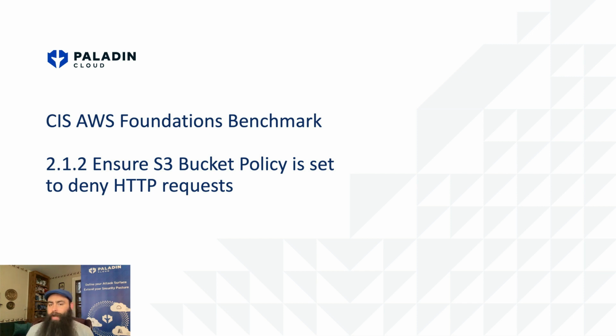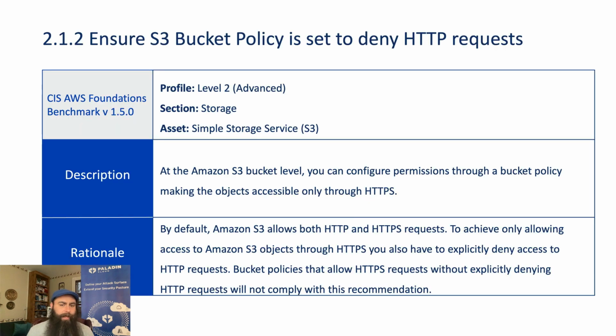We're looking at ensure S3 bucket policy is set to deny HTTP requests. This recommendation covers Amazon's Simple Storage Service, more commonly known as an S3 bucket. CIS describes this recommendation as: at the Amazon S3 bucket level, you can configure permissions through a bucket policy, making the objects accessible only through HTTPS.